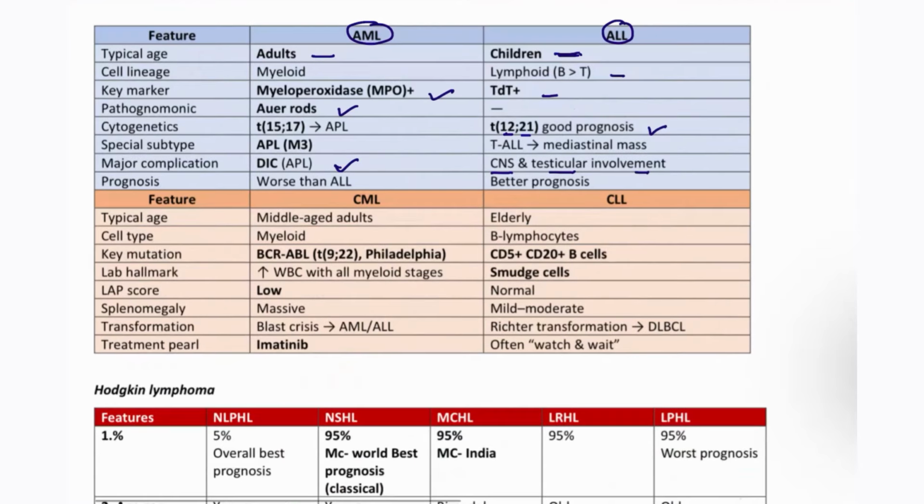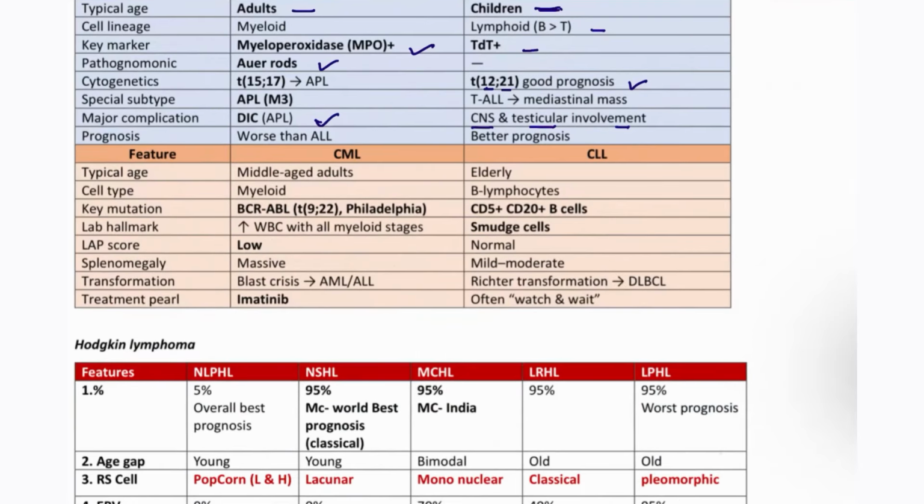Next, CML and CLL. The patients of CML are going to be middle-aged adults. Myeloid will be the positive, and the translocation t(9;22), the Philadelphia chromosome, and also BCR-ABL will be the key mutation. And on that, you are going to see the blast crisis. The blast cells in these patients will be due to basophils. Okay, next, imatinib will be given as the treatment protocol.